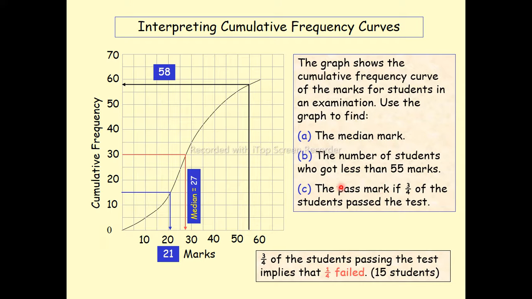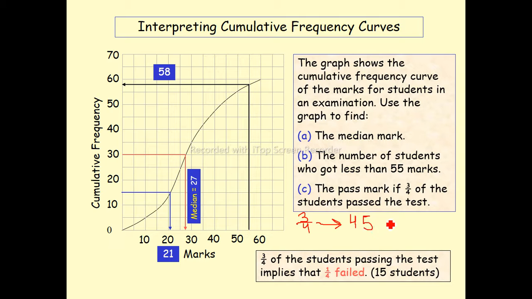So they want the pass mark if 3/4 of the students pass the test. That means that the majority of the students pass the test. So if 3/4 pass, think about this: what is 3/4 of 60? 45. How many students pass the test? 45. Good. 45 students pass the test.